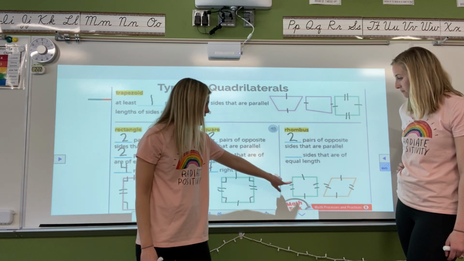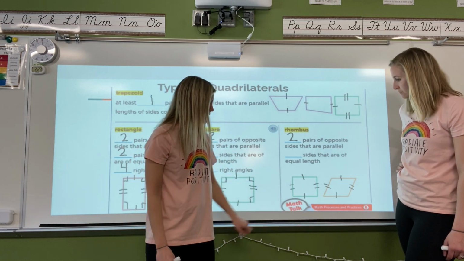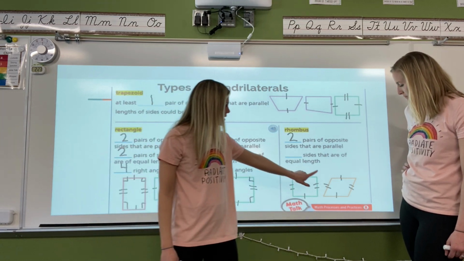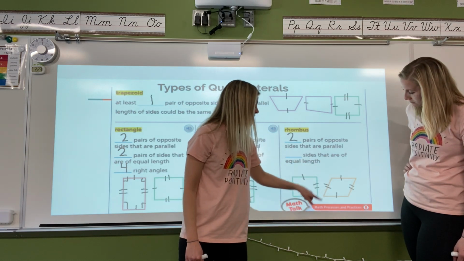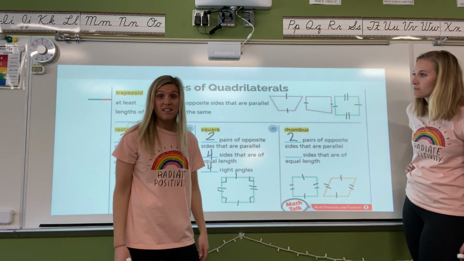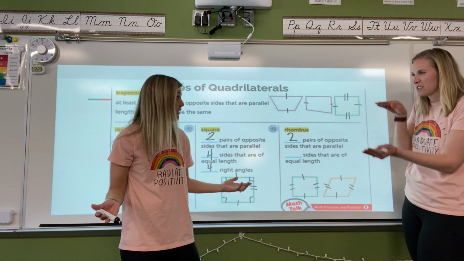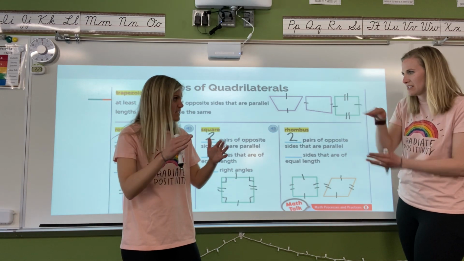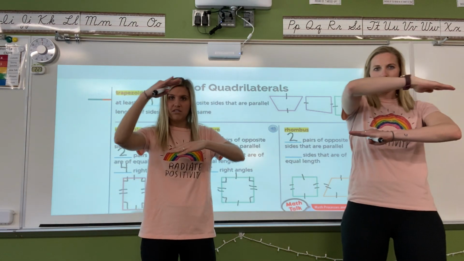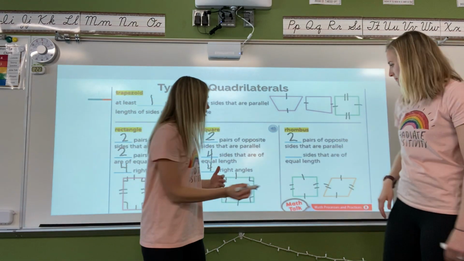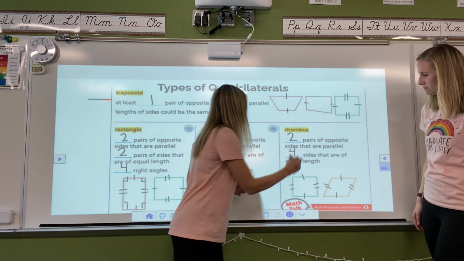Well, I know this is a square and all the sides are the same length. And if I was to take my ruler and measure this out, I would find that all those sides are the same length. They're just kind of like tilted. It's like they took a square and they just tilted it a little bit. So, four sides that are of equal length.